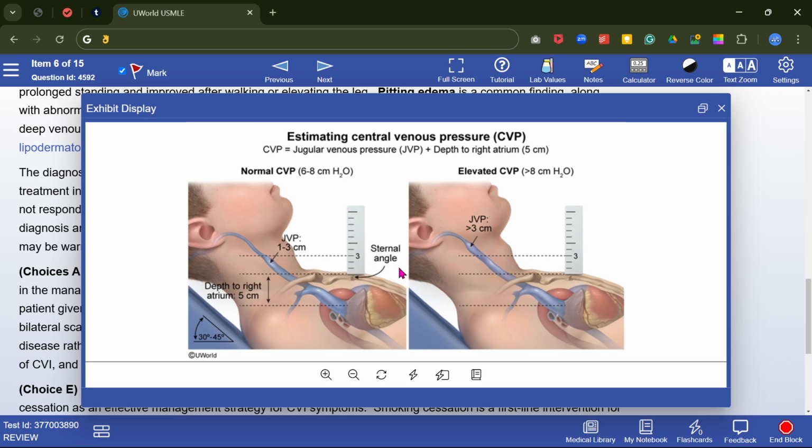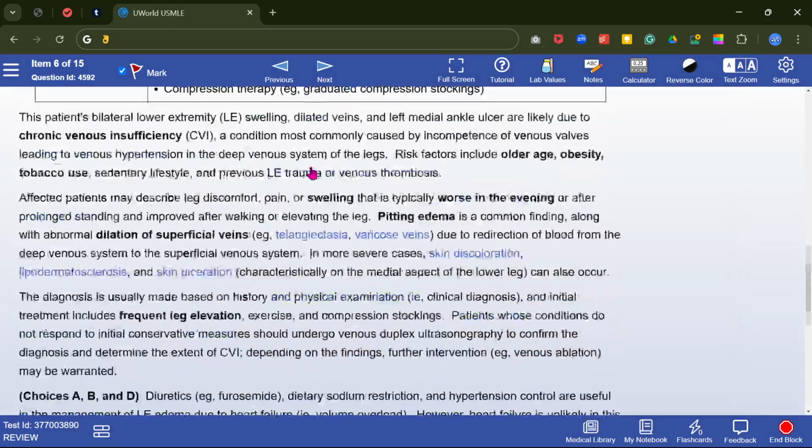If it is more than 3, that is elevated JVP. 5 plus 3 equals 8, so more than 8 is elevated central venous pressure.